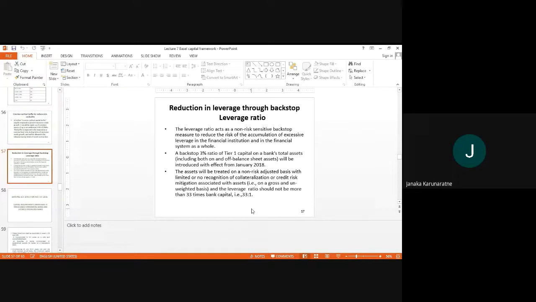On top of it, Basel III introduced this leverage ratio, which is tier 1 capital divided by total assets, including off balance sheet, that is, on and off balance sheet assets, and it must be more than 3%. So that the bank is comfortable meeting any present and future risk, both expected and unexpected. Any questions?